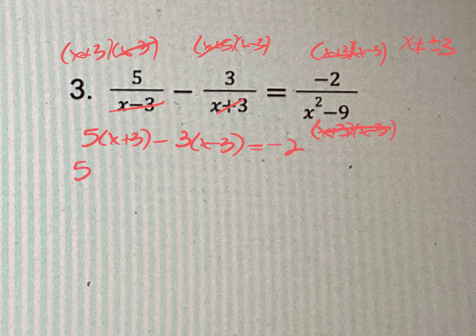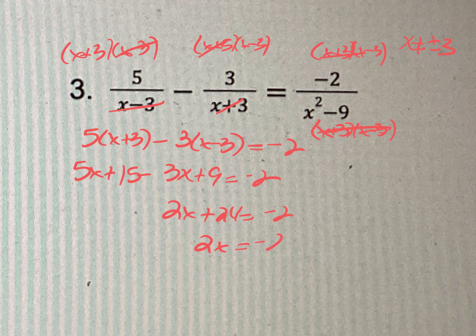So I'm going to distribute over here. 5x plus 15, negative 3x plus 9. It's negative 2. I'm going to have 2x plus 24 on this side. It's negative 2. Move that 24 over, get negative 26. Divide by 2. Finally get down to negative 13, which is okay because it's not plus or minus 3.